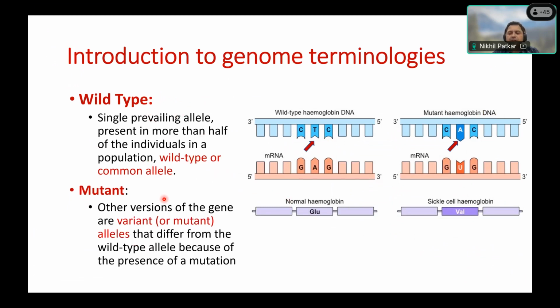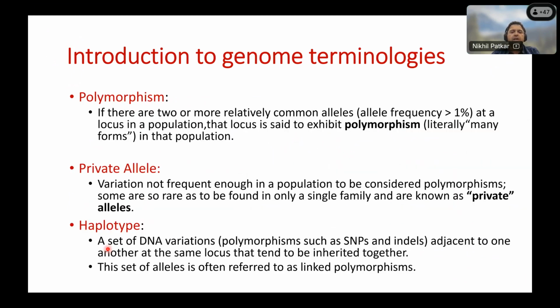The alternative is when the wild type allele is altered or changed. It is known as a variant or mutant allele because it differs from the wild type allele because of the presence of a genomic variation or mutation. If there are two or more common alleles at a frequency of more than 1%, this particular locus is said to exhibit a polymorphism, or many forms, in a population.